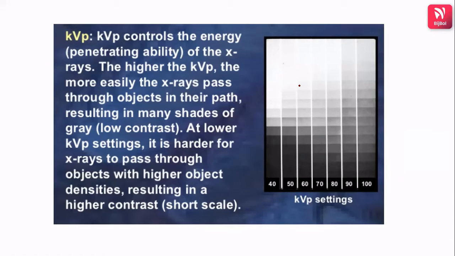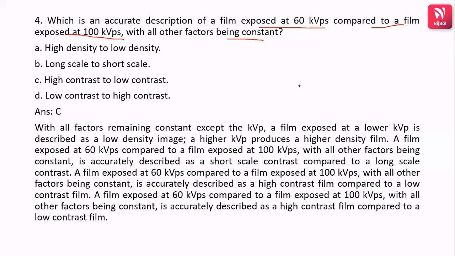So it is opposite. Now let us see here. He is giving options in terms of density, scale and contrast. So it is basically affecting the contrast. Here he is telling from 60 to 100, that is low to high kVp. Then it should be the opposite, that is high contrast to low contrast. So it is option C, from high contrast to low contrast.